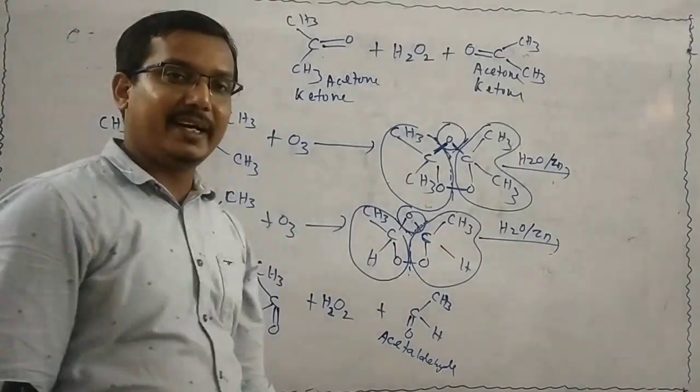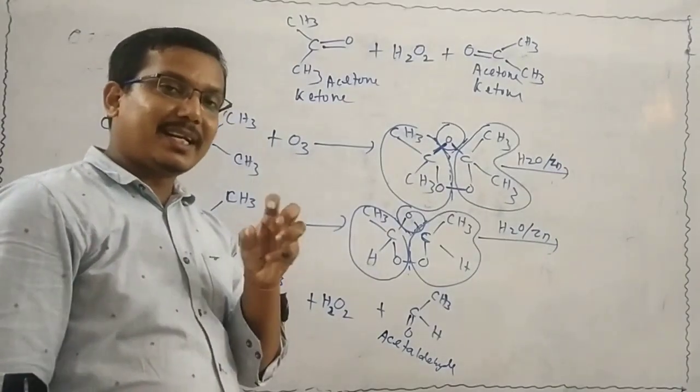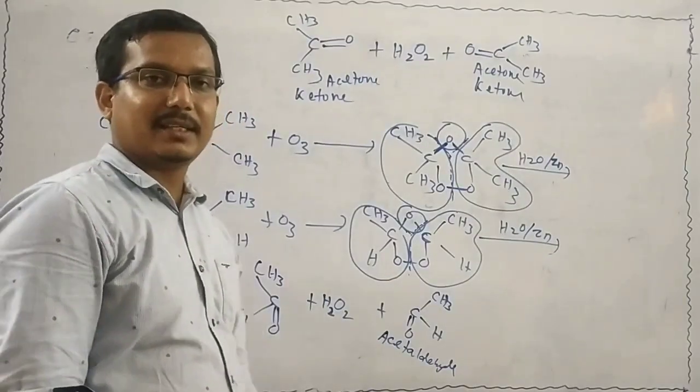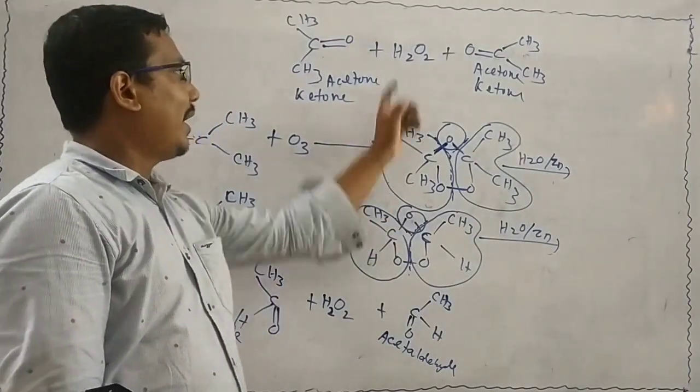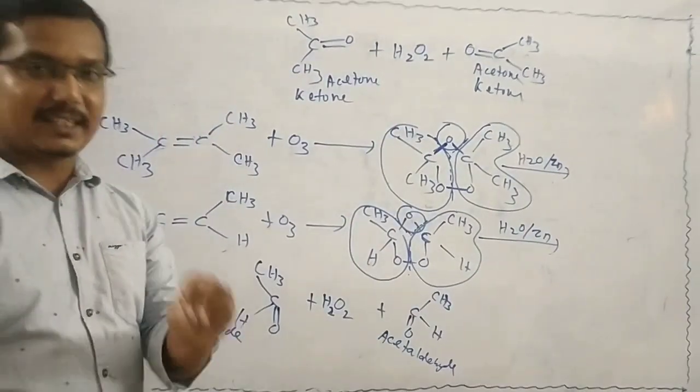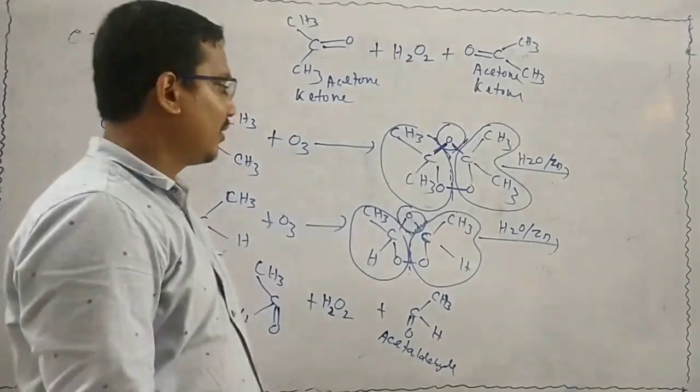So finally, we can write: when a symmetrical alkene undergoes ozonolysis, then a single aldehyde or ketone is formed. This is the general expression.